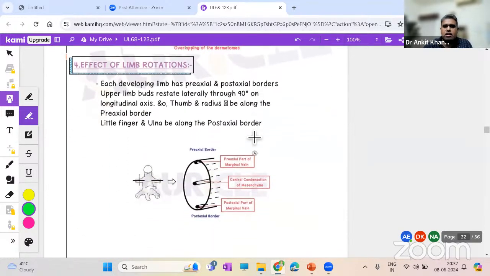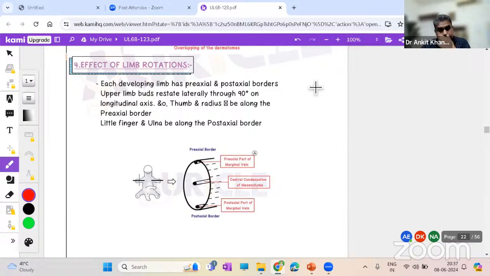Now, there are two things over here. Effect of limb rotation. Let's see, when the bud was coming out in the upper limb bud, probably the bud was coming out from the trunk, but this bud actually laterally rotated by around 90 degrees. Therefore, you see your thumb being lateral. And if you look at the lower limb, the great toe of the foot is medial, because in the lower limb the rotation was medially by 90 degrees. In the upper limb, the rotation was lateral.